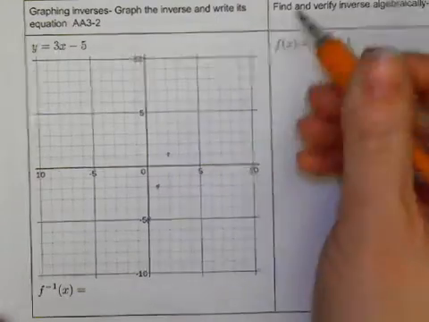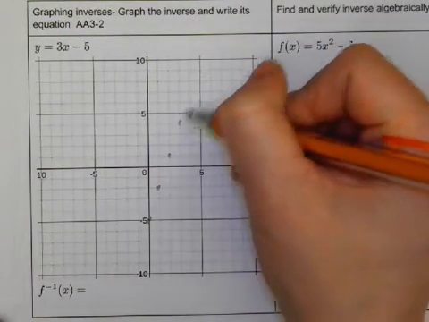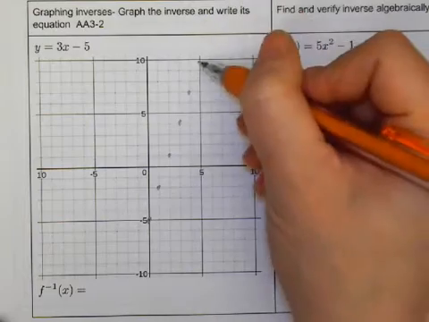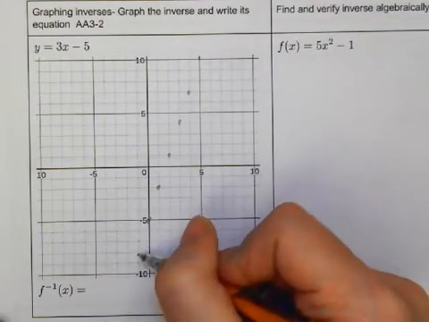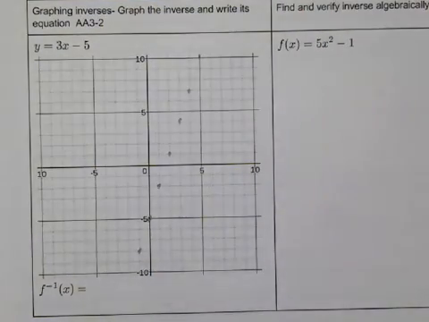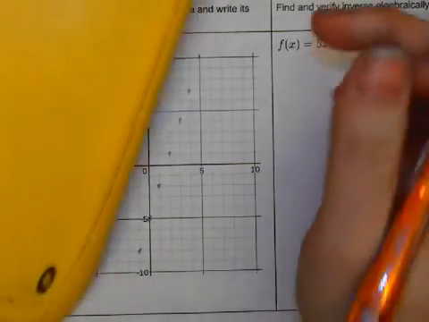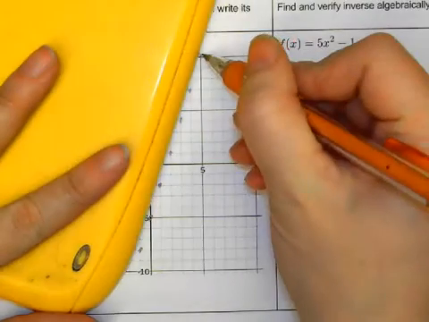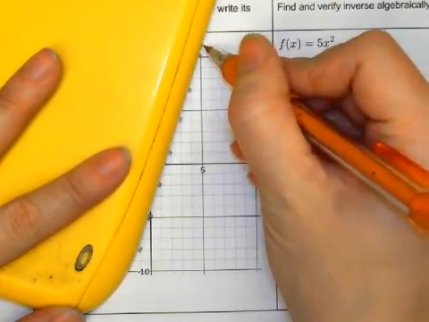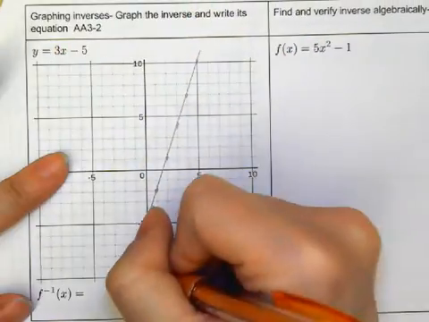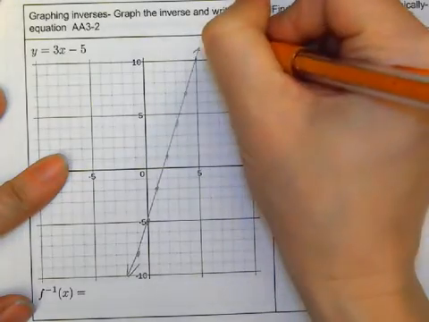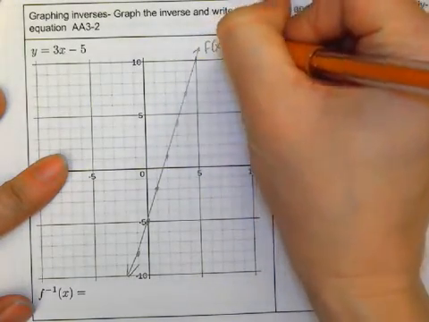When you're graphing these, you want to do them as precisely as you can because you have to switch the x's and y's. So line it up, draw your line. That's your original. So if it were written in f of x form, this is your original f of x.